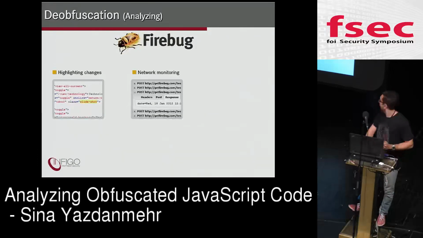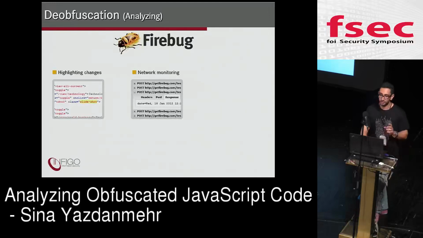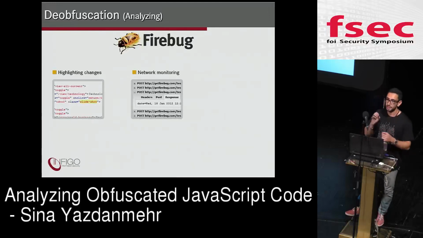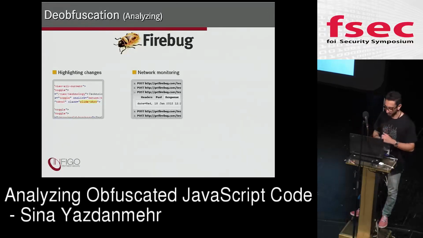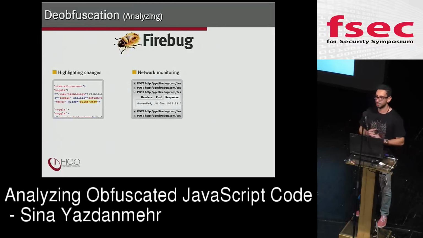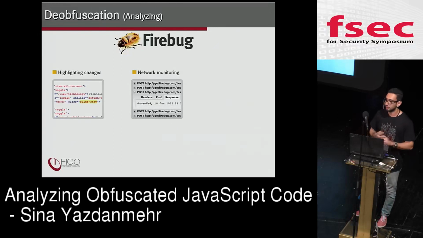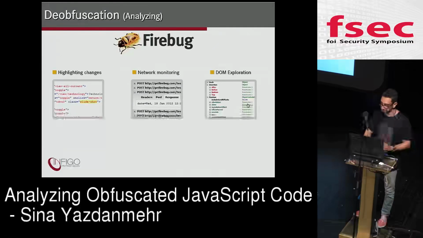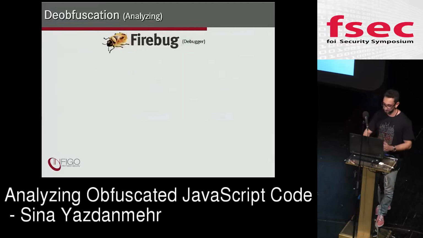Firebug has some advantages. For example, highlight changes. If JavaScript or any other element makes a change in your DOM tree or in your HTML code, it automatically gets highlighted by Firebug. You can monitor your network communication of each type, for example WebSocket communication, AJAX, or other types. You have DOM exploration. You can easily explore your DOM tree, functions and variables.